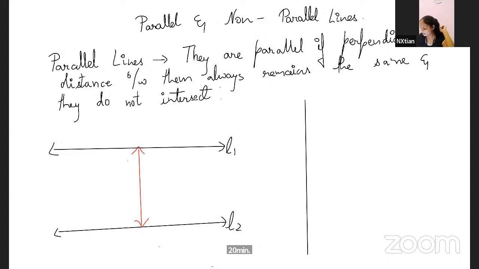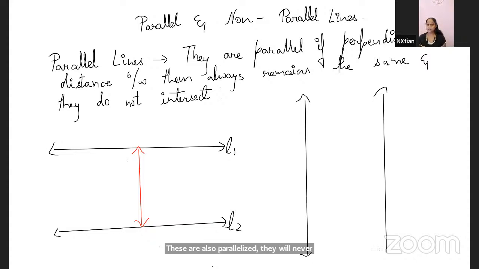They can be vertical, they can be horizontal, parallel lines. They can be in this way as well. These are also parallel lines. They will never cut each other. When you remember, you can name them M1 and M2. I hope the perpendicular distance part is clear. Yes, ma'am. Done.